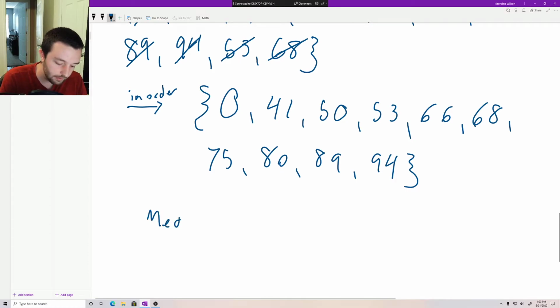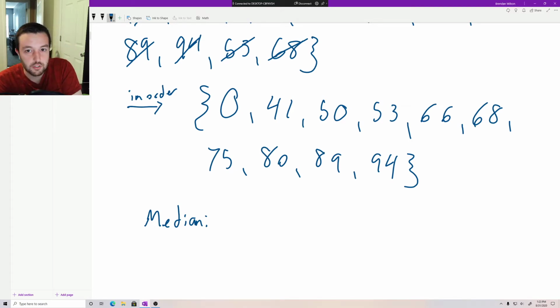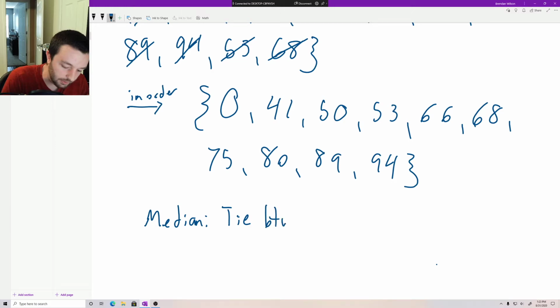The median is the exact middle. Now we have 10 numbers here, so we can't really have an exact middle, right? What we want to do is start at the ends, so the 0 and the 94, and then count in one at a time, right? So you could just kind of use your fingers. We have 0, 94, 41, 89, 80, 50, 75, 53, 66, 68. So it's a tie between 66, 68.